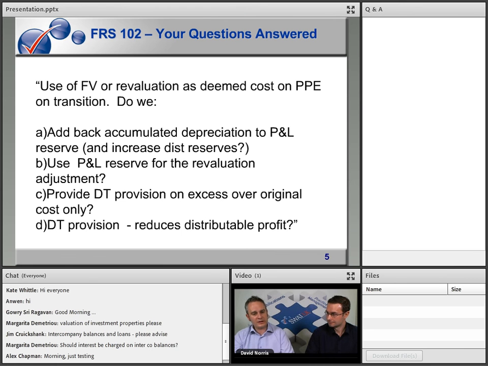But any deferred tax on non-financial assets, like this property here, is going to go against non-distributable reserves.